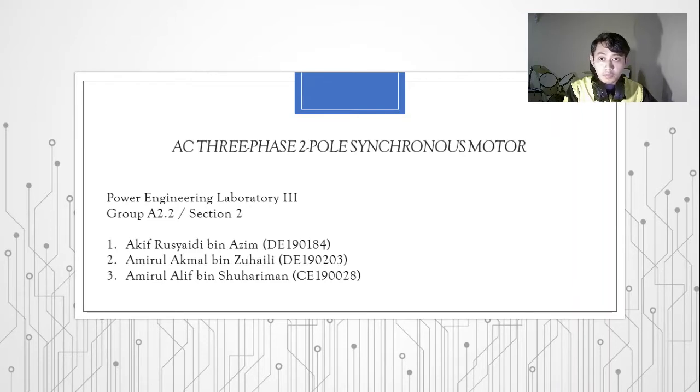The title for our experiment is AC 3-phase 2-pole synchronous motor. So basically we will have 3 activities, which is activity 6, activity 7 and also activity 8. So without further ado, let's go to activity 6 first.